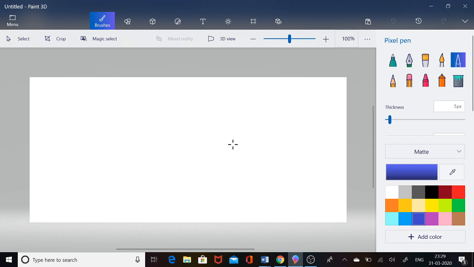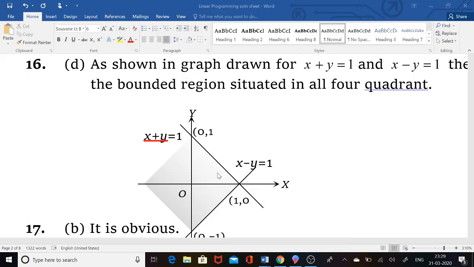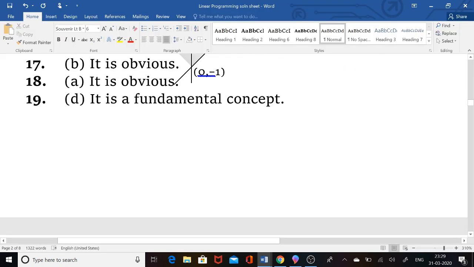Come to the 17th one. For the 17th, the necessary condition for the third region, obviously it is obvious. Your answer has to be B: X is less than 0 and Y is also less than 0. For the 18th, it is A. I repeat, the 18th is A.